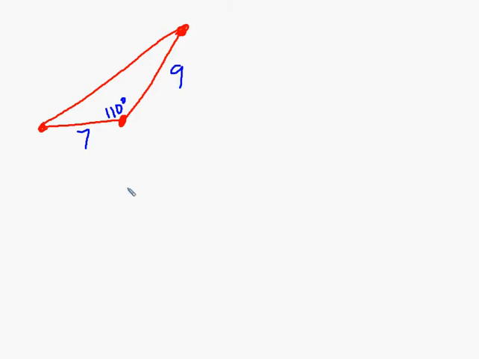Would I use a trig function, Mr. Kang? Use that formula we just learned. Okay. So we recognize we have a side angle side setup.